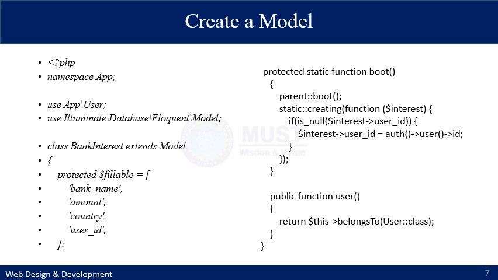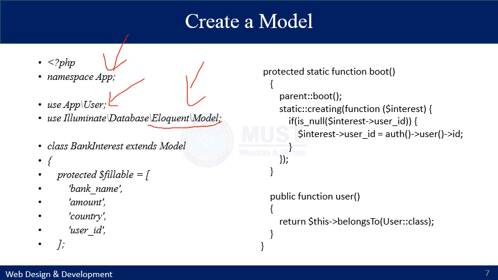The next step is to create a model that will be mapped to our database. The simplest way is to create a model in your application directory, named as app folder. So you create a PHP file and your code should look like this. Again, it is using another file, app/user, and it is using the Eloquent model which we specified in slide number 4.